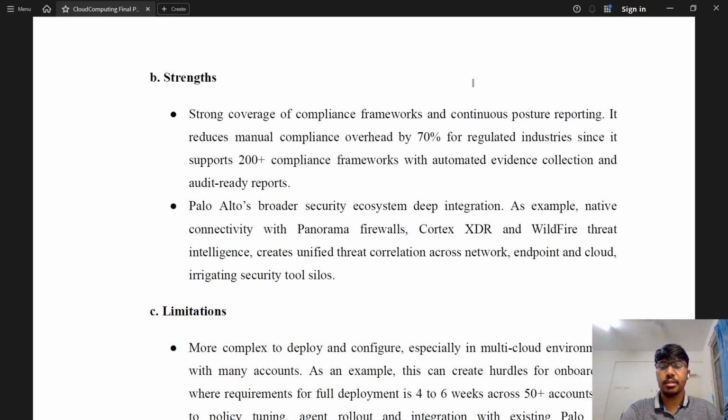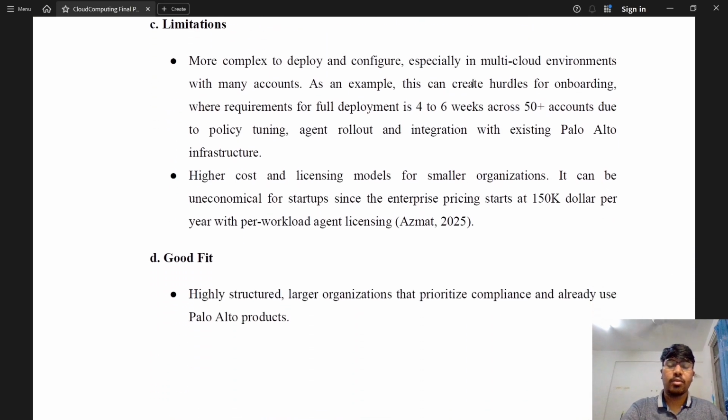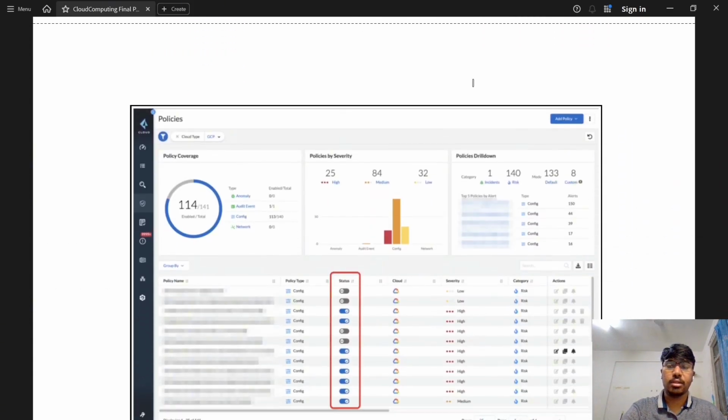What are the limitations? Complex deployment, which takes 4 to 6 weeks, and higher cost, starting at $150K per year. It can be a good fit for large, structured organizations that prioritize compliance, and also companies already using Palo Alto products. This is the dashboard of Prisma.